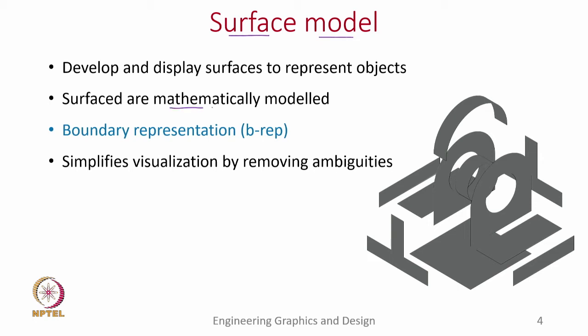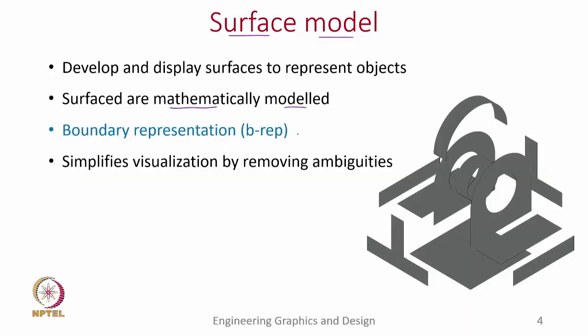Surfaces are mathematically modeled. This mathematical modeling is important because it helps you see, if a surface is rotated or translated or moved from one place to another, how you can show that in a different orientation. In other words, you can get different views of this object once you define the mathematical model of these surfaces.